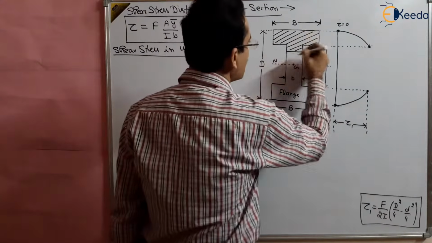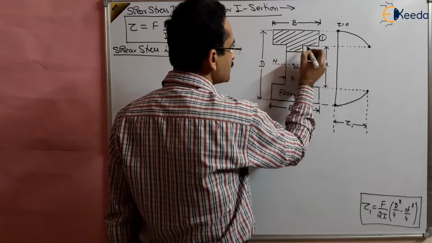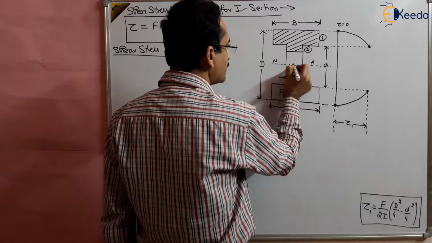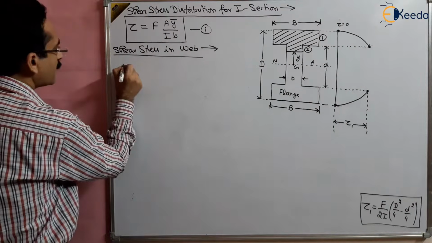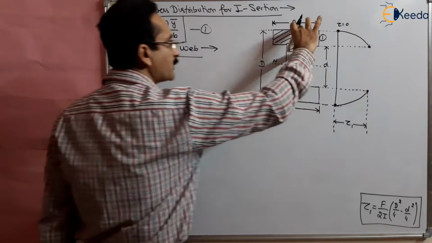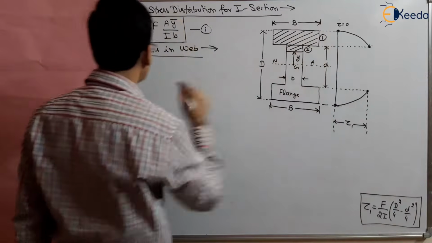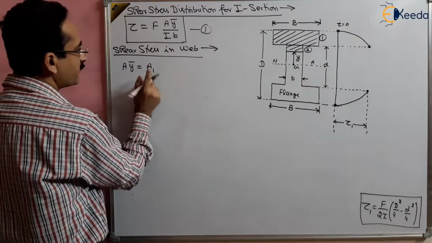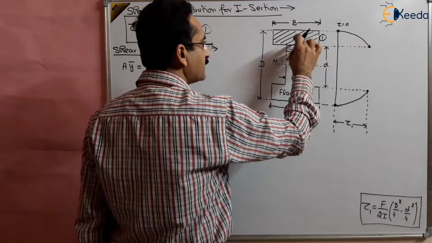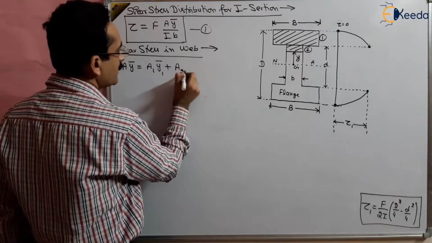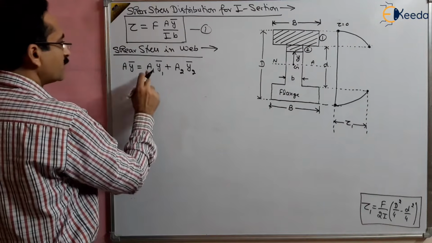So we can divide this area into two parts. One is the flange part, and the second is the part which is distributed in the web, and this is at a distance of y from the neutral axis, right? So what we can do is find out the moment of area of this total part. This can be divided into two parts. One is the flange, so that will be equal to A1 y1 bar, area of the flange times y1 bar, plus the area of the section which is in the web, that is A2 multiplied by y2 bar, the moment of area of this part, right?